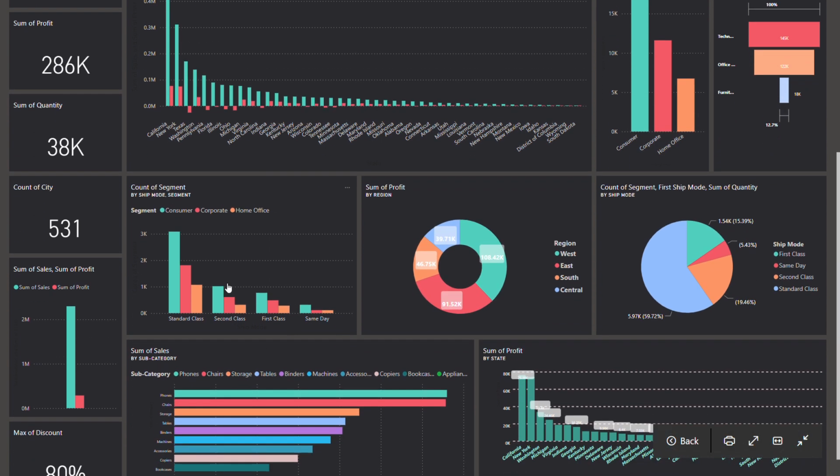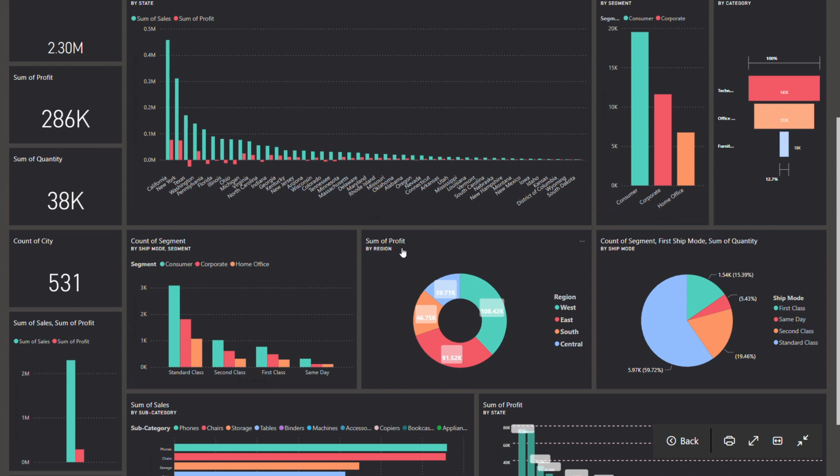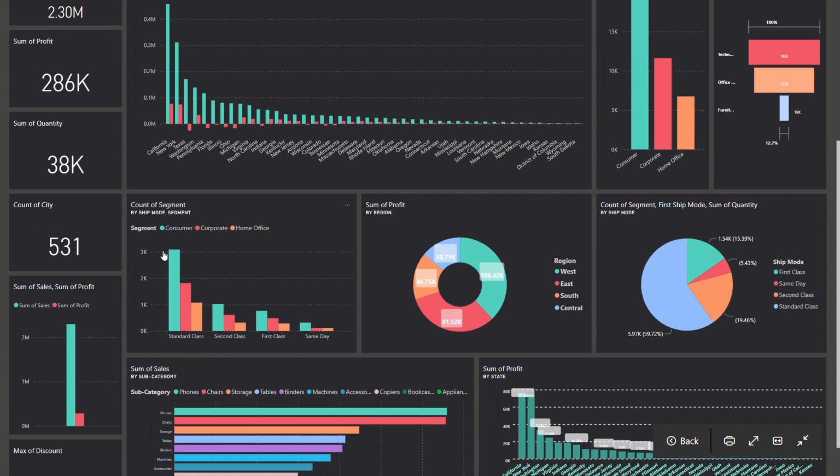Over here the count of segment is by ship mode and segment. As we have already identified, the consumer segment is the dominating one, but now there are four major ship modes: standard class, second class, first class, and same day. You can see that whether it is consumer, corporate or home office, people majorly go for the standard class ship mode. Especially when it comes to same day ship mode, people are not opting for it.